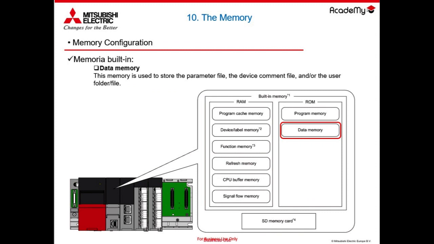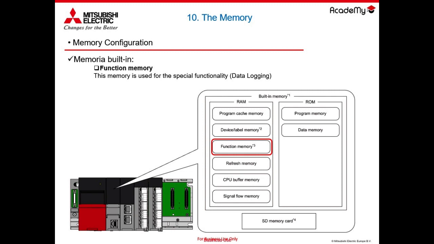Looking at the other memories. Data memory is used to archive the parameter files and the comment files. Function memory. This memory is used for special functionality, for example, log data. So from the moment you choose the memory of the PLC as the destination of the log data, this data would go to the function memory part.